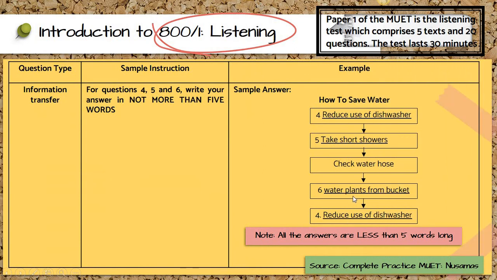Now let's look at the question type. For information transfer and sample instruction for that, for questions 4, 5 and 6, write your answer in not more than 5 words. And you can see the sample answer there. How to save water. Please take note that all the answers are less than 5 words long.